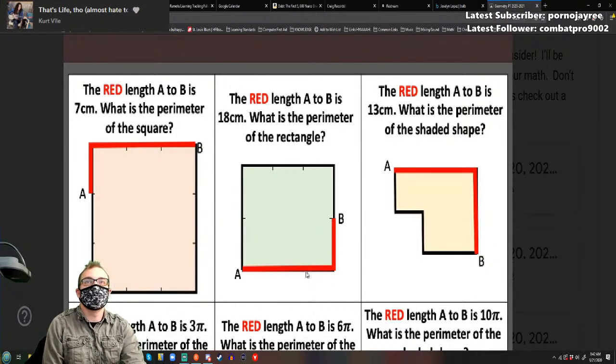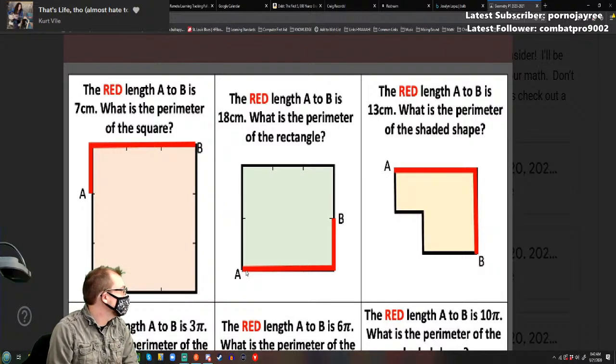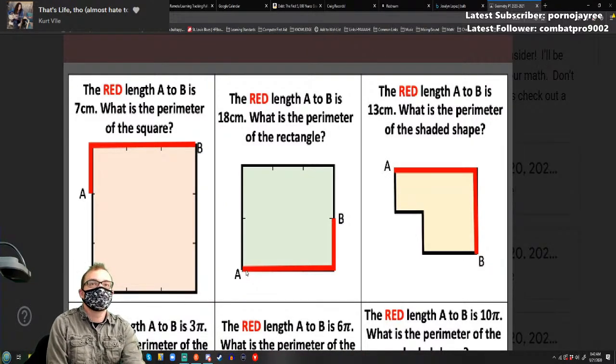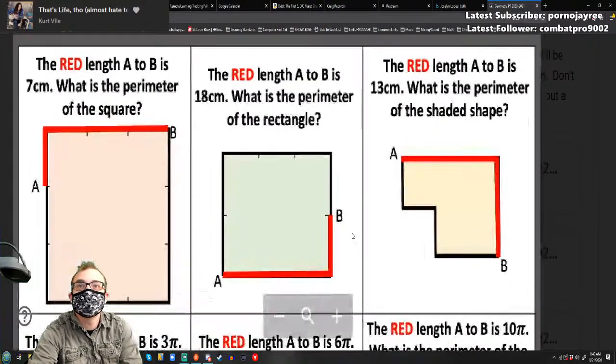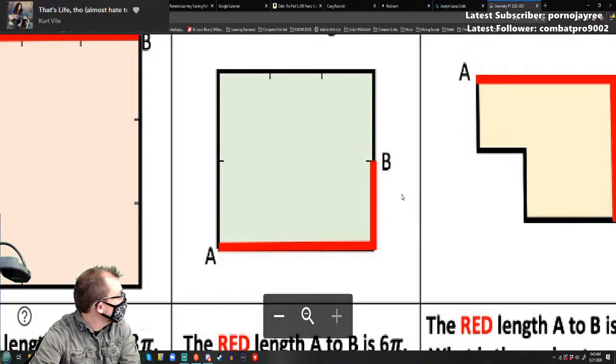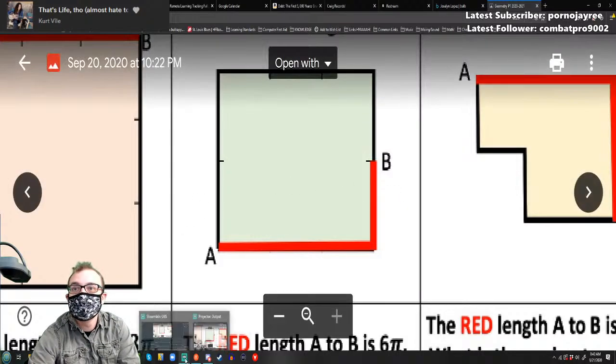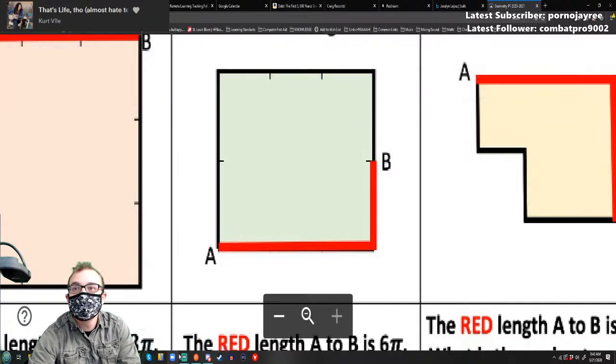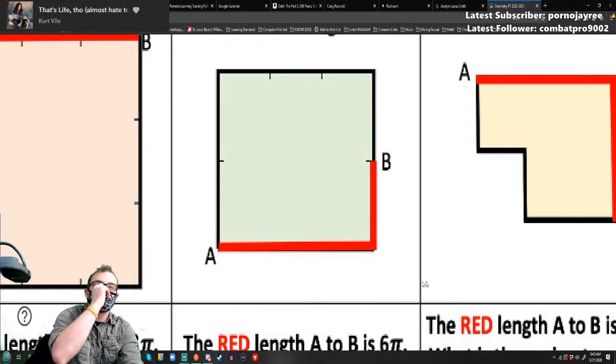So if this is 18, how are we going to find the perimeter of the rest of it? How many segments do we have right here inside this red line? Can I zoom more? How many segments do we got there inside the red line? 4, right? 1, and then how do you know there's 3 down here? It's not really marked.